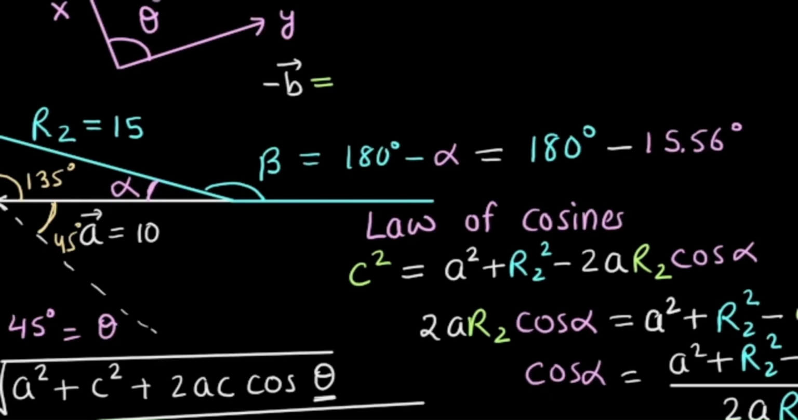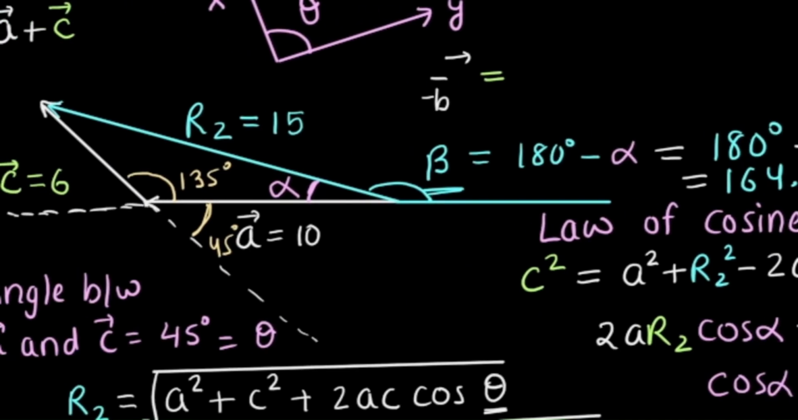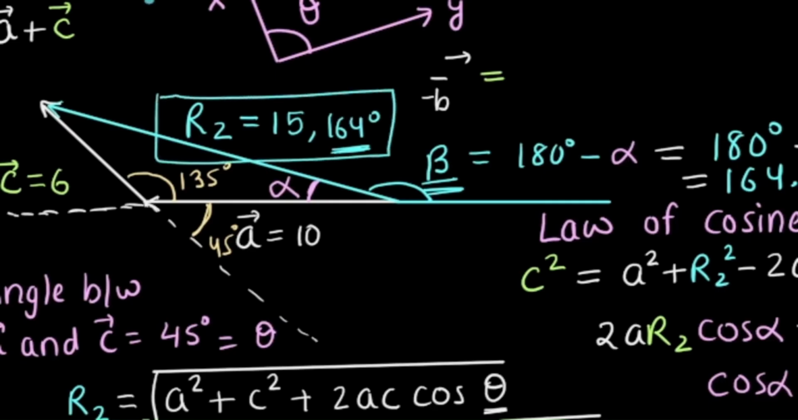What does this give us? That gives us beta equal to 164.44 degrees. Let's approximate 164.44 to 164 degrees. So here we go. Now we have determined the angle and the magnitude of the vector R2. Its magnitude is 15 units and its angle is 164 degrees. This is the angle, this 164 degrees, that vector R2 is making with the positive x-axis. So here we go. We have solved for vector R2, which is a minus b.